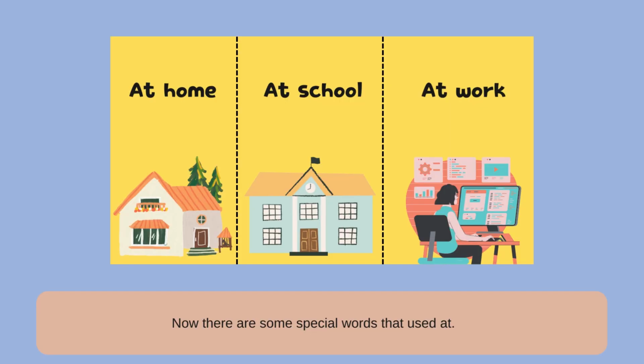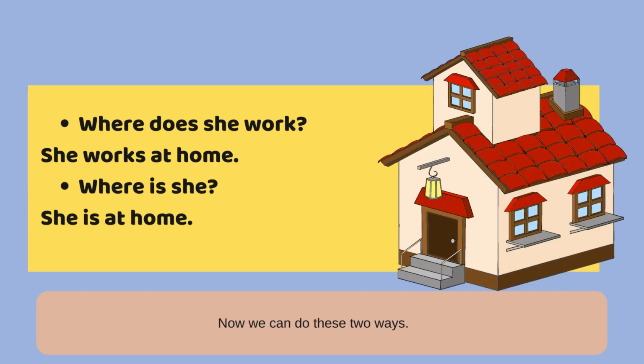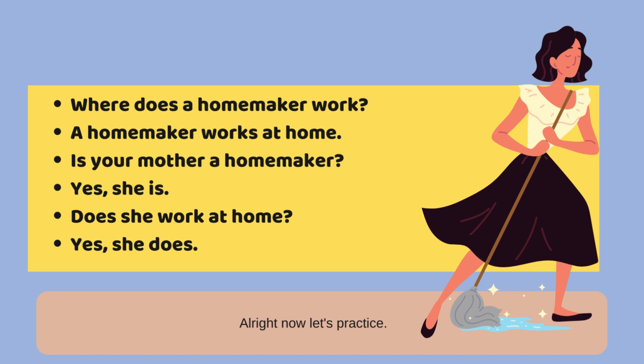Now there are some special words that are used: at home, at school, at work. Now we can do these two ways. Where does she work? She works at home. Where is she? She is at home. Alright, now let's practice. Where does a homemaker work? A homemaker works at home.